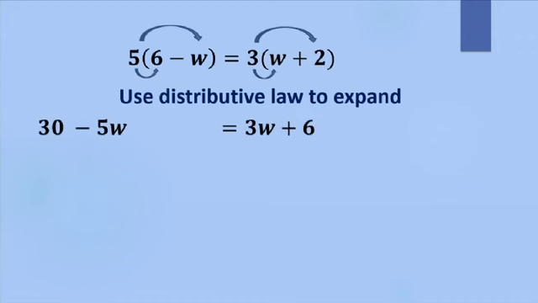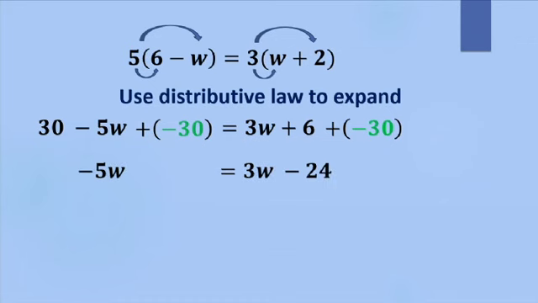And we get 30 minus 5w equal to 3w plus 6. Now I need to send the 30 to the other side and the 3w to this side. So I add the additive inverse of 30, which is minus 30, to both sides. Simplifying, I get minus 5w equal to 3w. Now 6 minus 30 is minus 24.